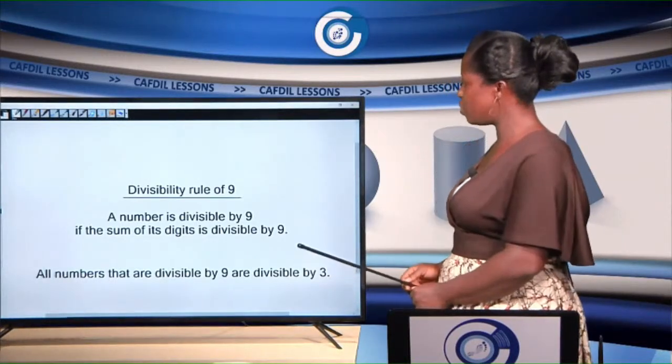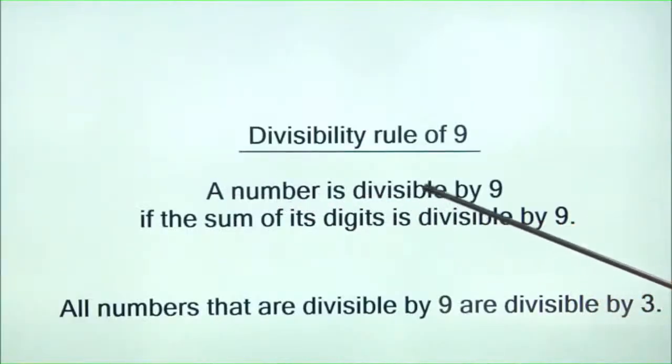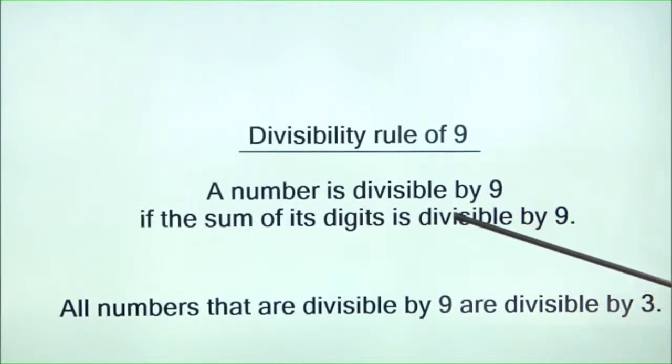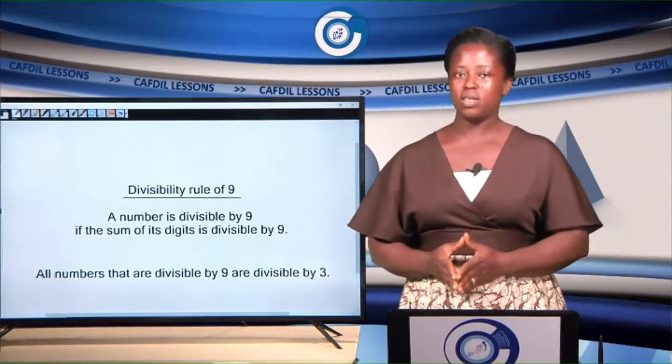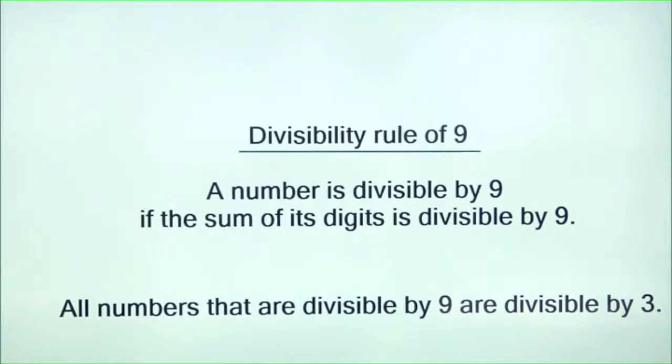I want you to take notes. Divisibility rule of 9: a number is divisible by 9 if the sum of its digits is divisible by 9. Learners, take your pen and your notebook and write it down. It will serve as a guide. A number is divisible by 9 if the sum of its digits is divisible by 9.